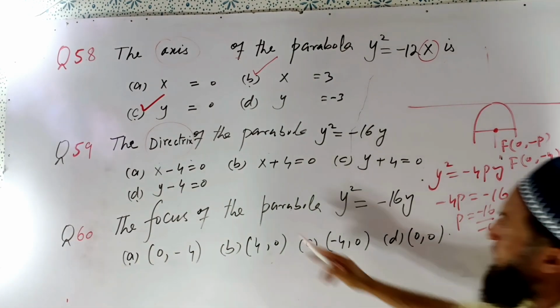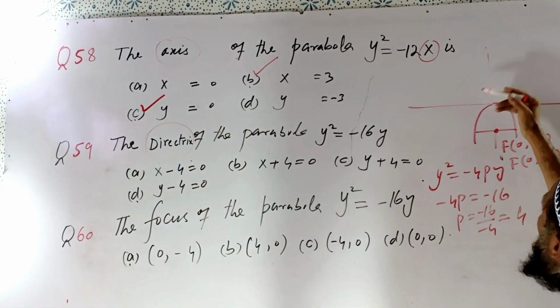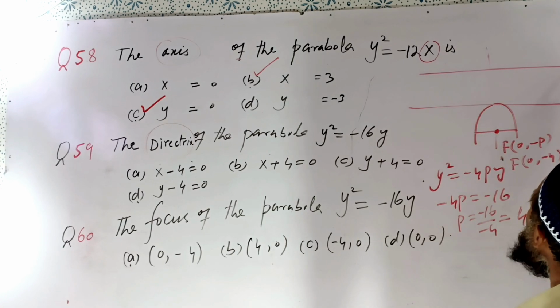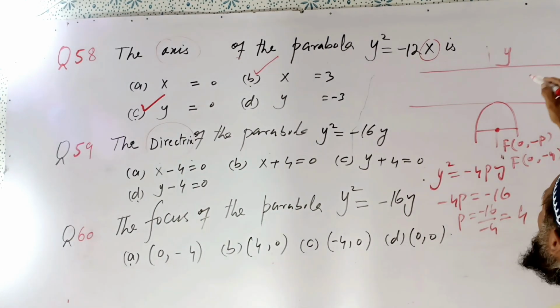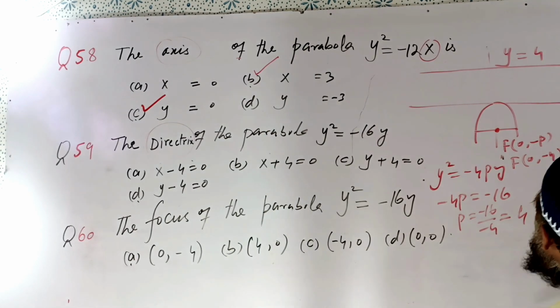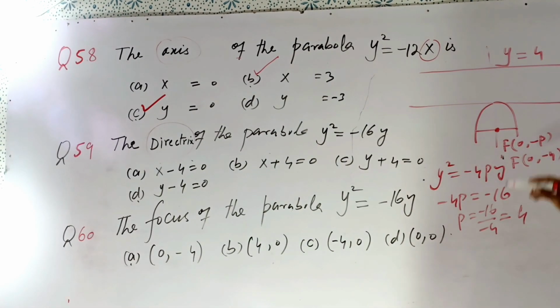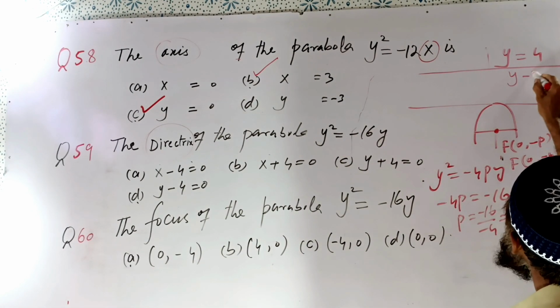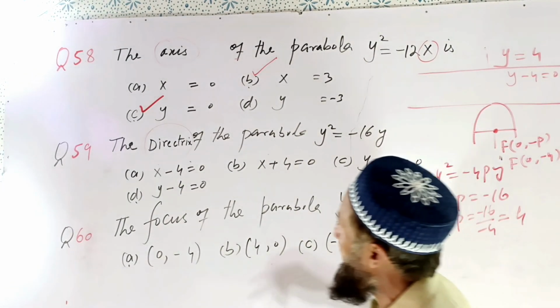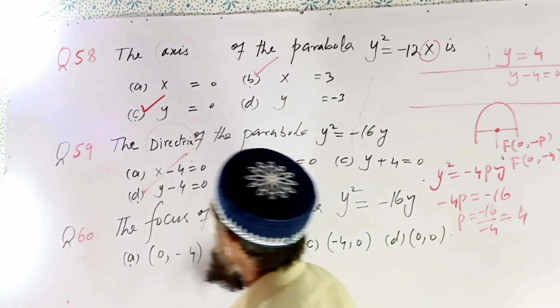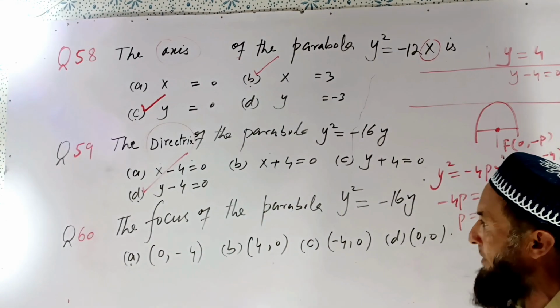And the directrix is required. The directrix of this parabola is on the opposite side, so it will be y is equal to 4, because p is equal to 4 here. If we change this, the equation will be y minus 4 = 0. The directrix equation, option D, is the correct option.